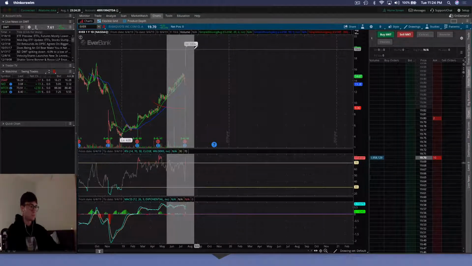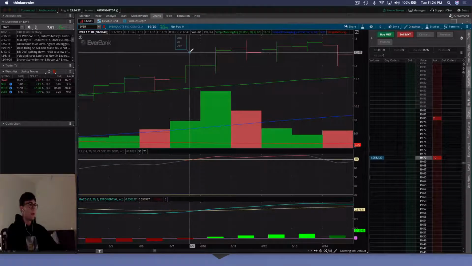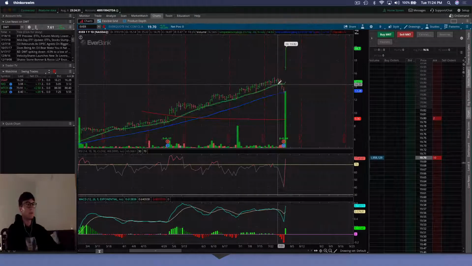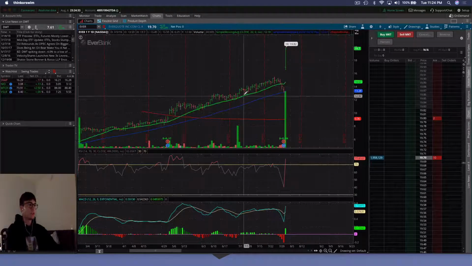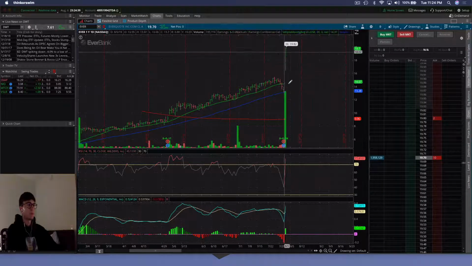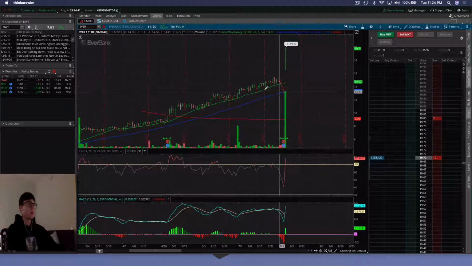So going back, that's the 20 and the 50. As you can see, the 20 moves close to the trend. The 50 is a little bit spaced from the actual trend, went down, hit support, and shot up.